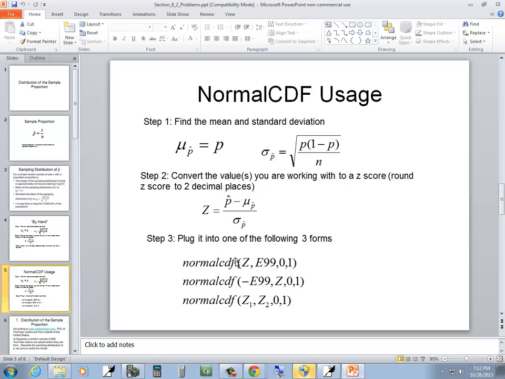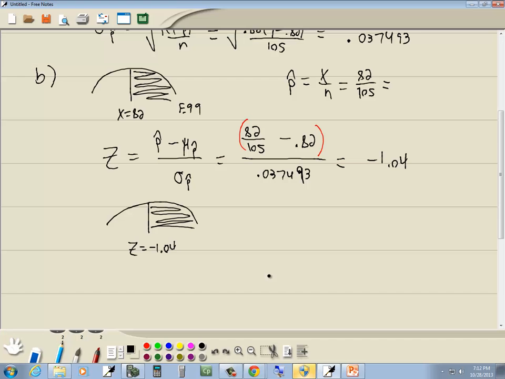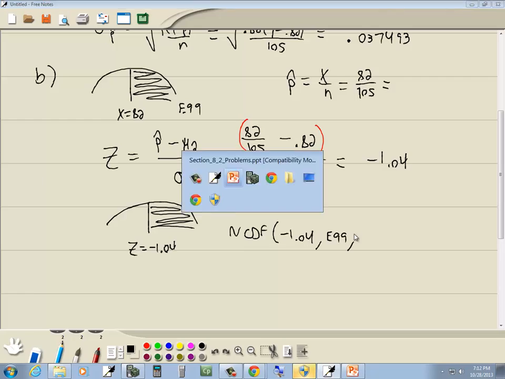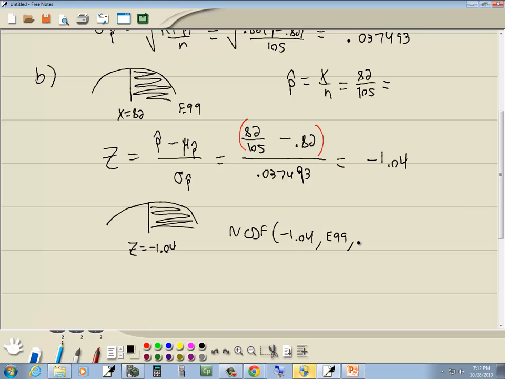So then step 3, you have to figure out which one to use. Well, the one that goes to E99, that's shade to the right. The one that goes to negative E99 is the one shaded to the left. The one with Z1 and Z2 is when it's shaded between 2 values. So this one's shaded to the right. So we're going to use normal CDF, then our negative 1.04, comma, E99, comma, and it tells us to use 0 and 1. Now you might be sitting there and saying, well, geez, why'd you round it to 2 decimal places?